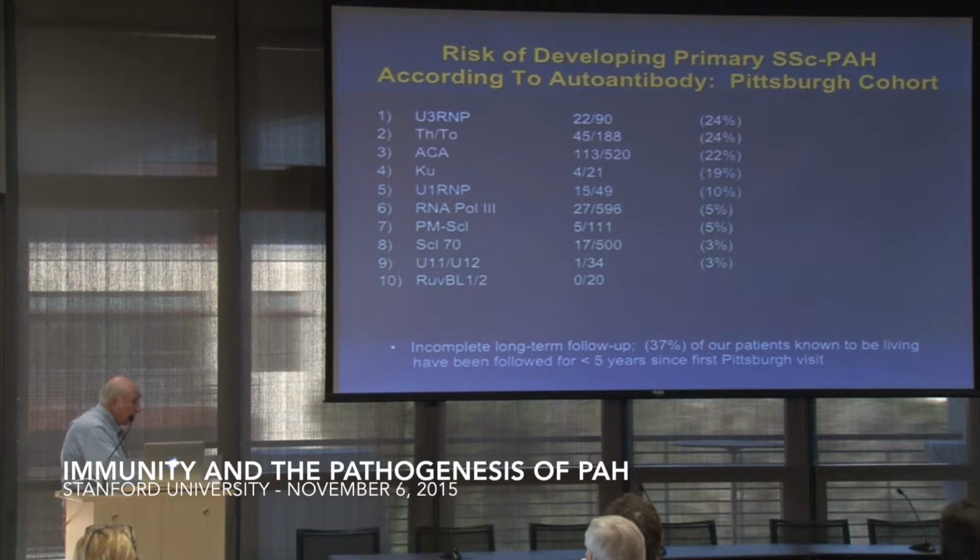Now, these are underestimates because at the bottom here we have incomplete long-term follow-up. So 37% of our patients known to be living have not been followed for more than 5 years. So if I was going to publish this, I would probably have cut off the first visit entry so that the patients had 10 years of follow-up or 15 years of follow-up so that we could minimize the number of late developing pulmonary hypertension patients who might skew these numbers. But my feeling is that there would be very little change in the distribution of risk in these patients even if we had longer-term follow-up.